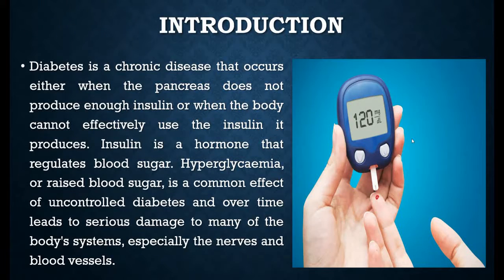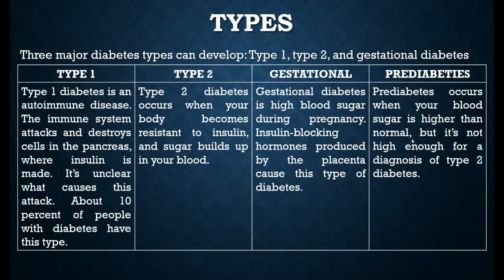So there are basically three types: type 1 diabetes, type 2 diabetes, gestational diabetes, and there is one other thing that is pre-diabetes. Type 1 diabetes is an autoimmune diabetes, in which your own immune system strikes back at you and destroys the cells produced in the pancreas, so that affects the production of insulin. But the cause is actually unclear. Why they attack, it is unclear. About 10% of people have type 1 diabetes.